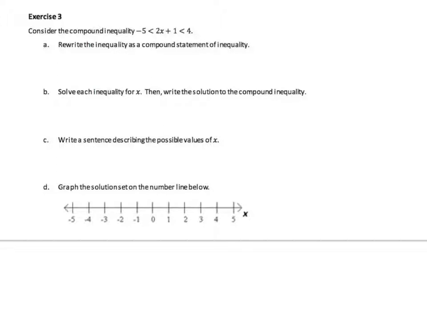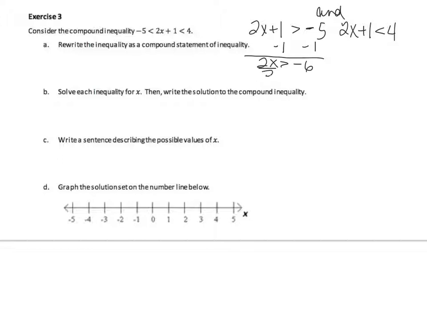Consider the compound inequality, and rewrite it. I'm going to have another and statement. So 2x plus 1 is greater than negative 5, and 2x plus 1 is less than 4. And then solve each inequality for x. So subtract 1 from both sides. I get 2x is greater than negative 6. Divide by 2. X is greater than negative 3. Subtract 1 from both sides. 2x is less than 3. Divide by 2.